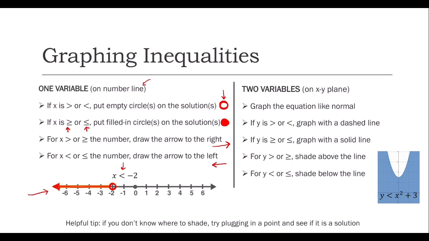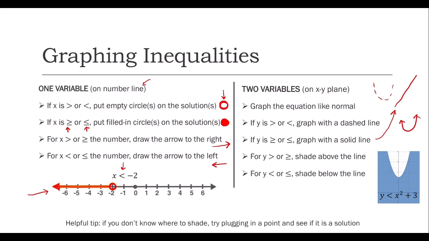For two variables, you'll graph it on an xy plane. So you'll graph the equation like normal, but if y is just greater than or less than, you'll use a dashed line. So it would be something like this to show that it's not actually equal to the values on that line. If it is greater than or equal to or less than or equal to, you'll use a solid line like this, showing that it's also going to be equal to those values.